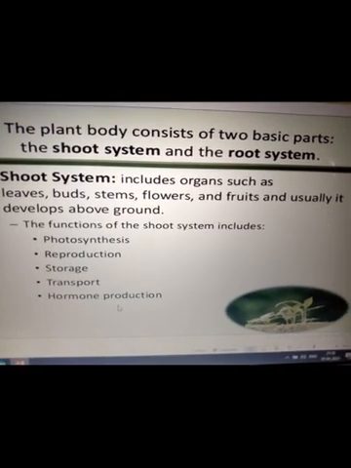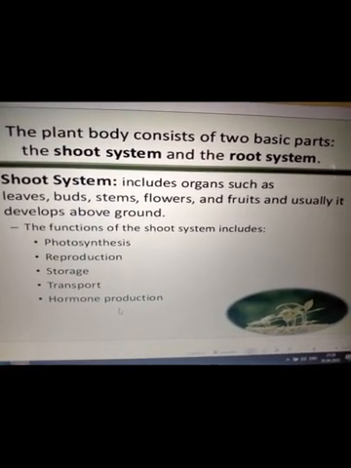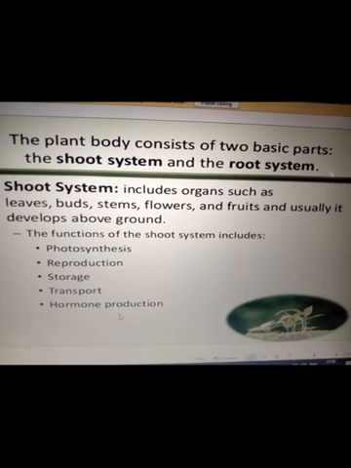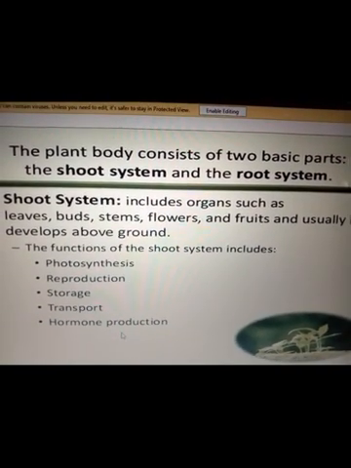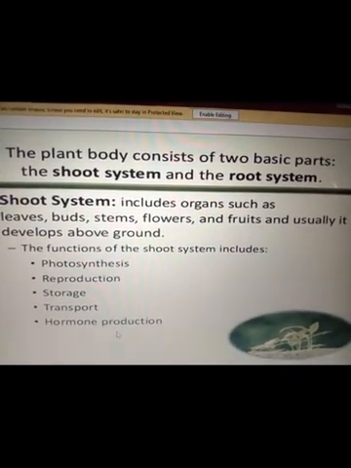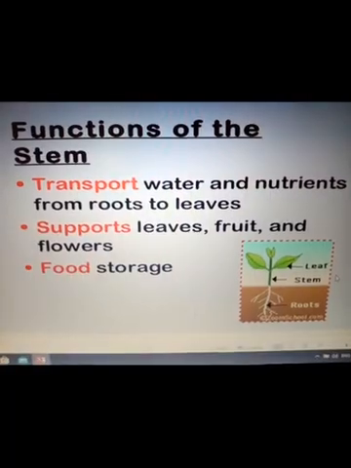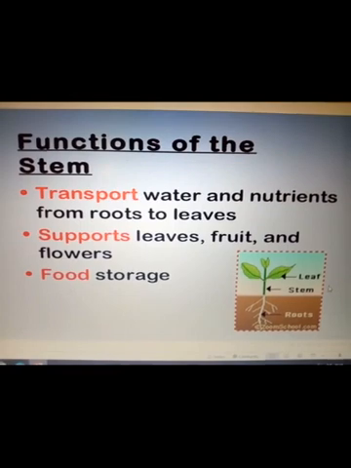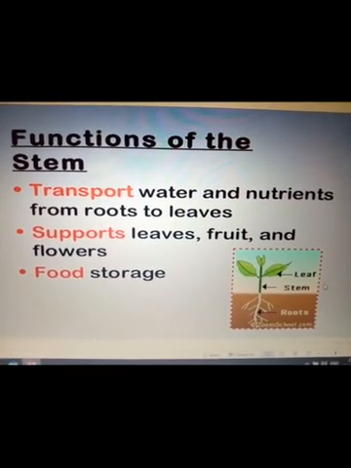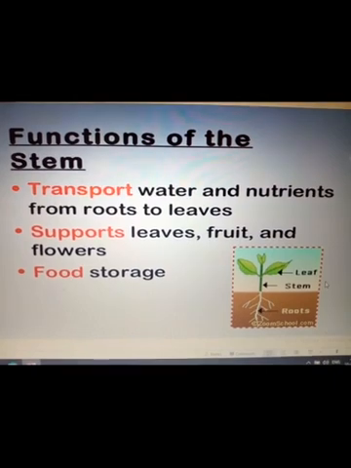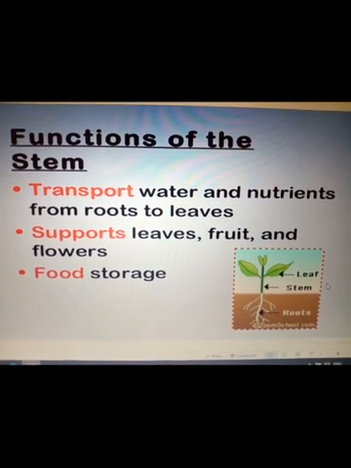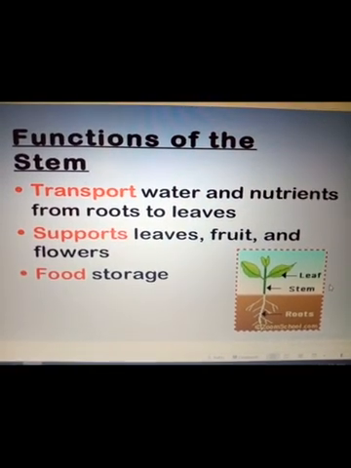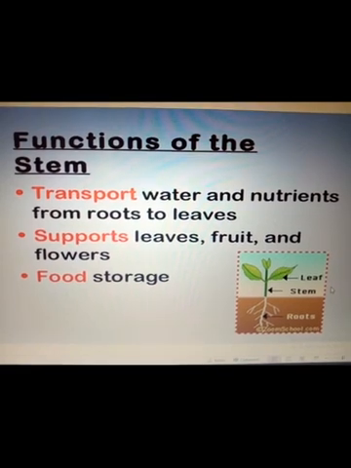Now functions of the shoot system include photosynthesis, reproduction, storage, transport. Now we will learn about which part of the shoot system performs these functions. First part of the shoot system is stem. Now we will learn about what are the functions of the stem. First, stem transports water and nutrients from roots to leaves.